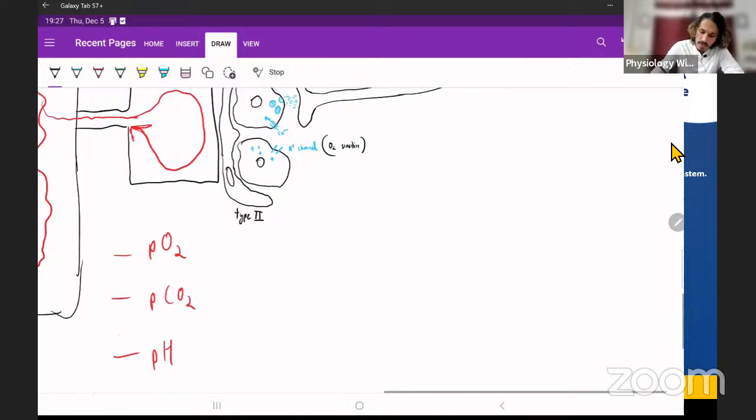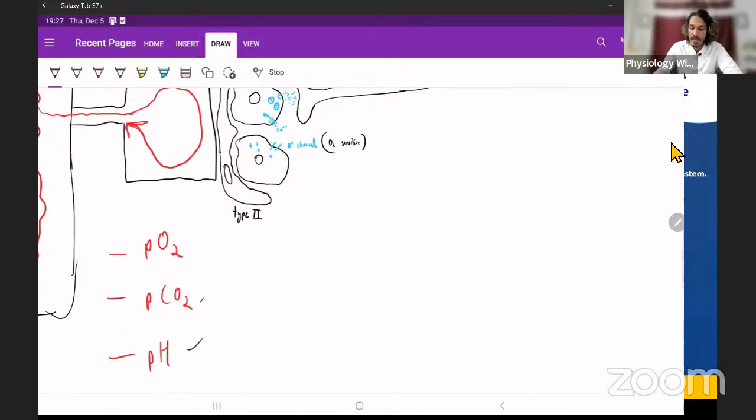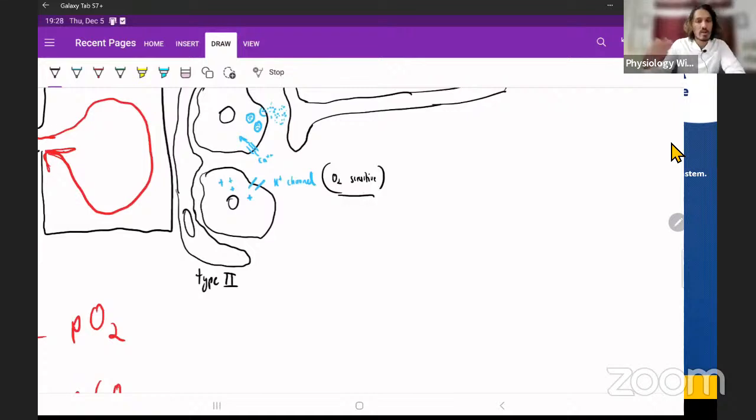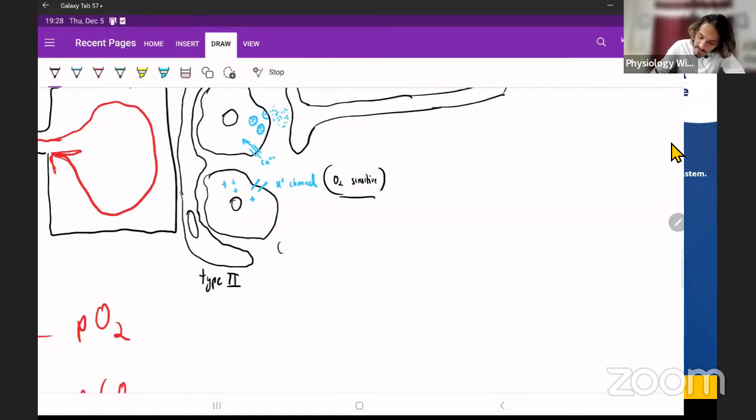Now, apart from that, what about your PCO2 and pH? In a similar way, like how we were talking about oxygen sensitivity, if CO2 is high, CO2 will come inside, that will get converted to H2CO3 and will give H plus eventually. Or if H plus is there outside, H plus comes in. Eventually, this can also inhibit your potassium channel, resulting in the same sort of events that we are talking about.